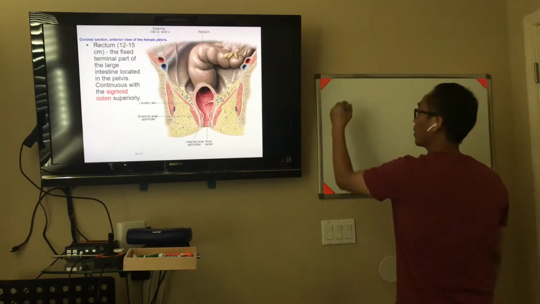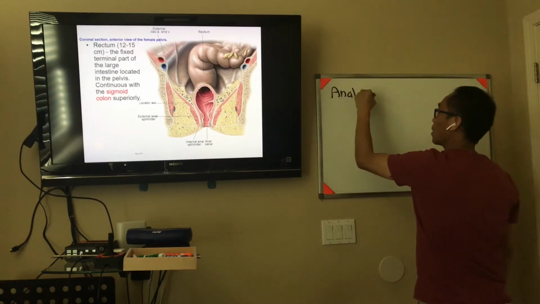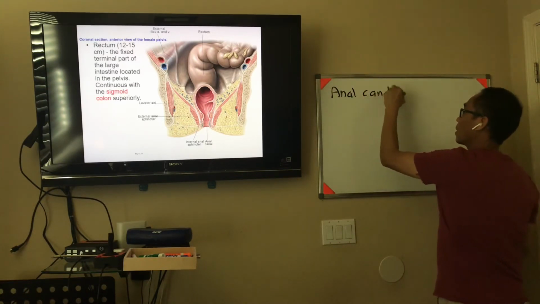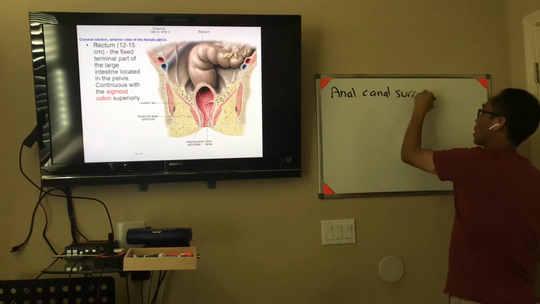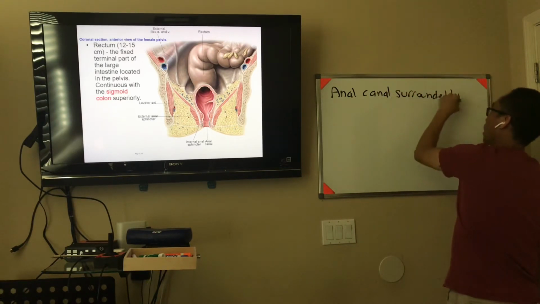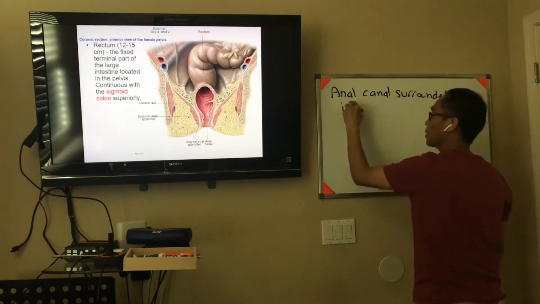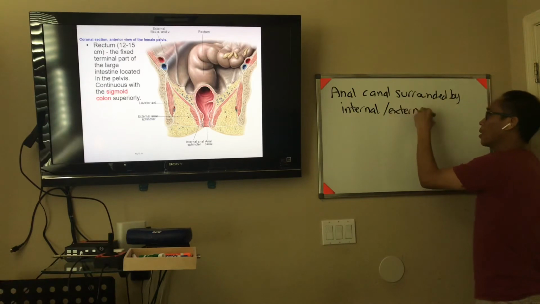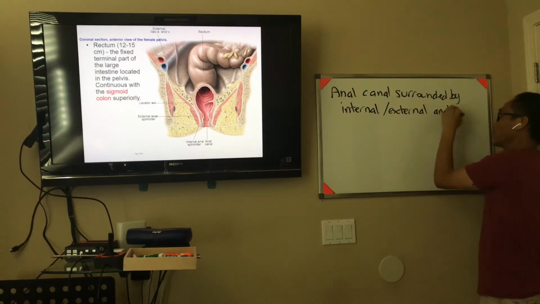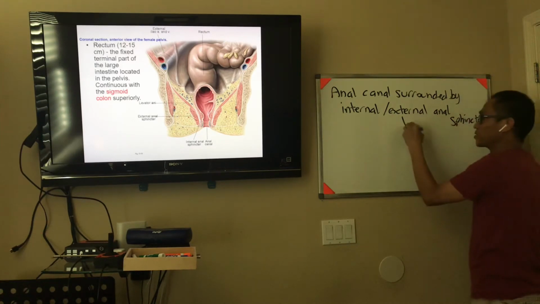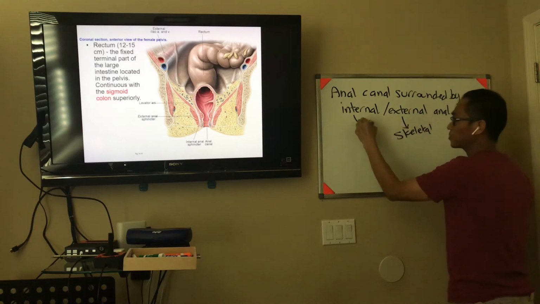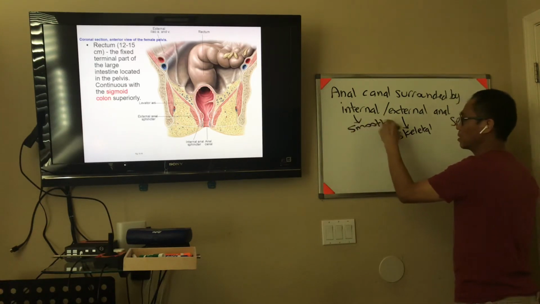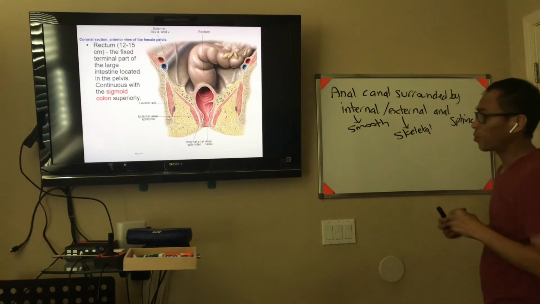Okay, so now for anal canal, it's surrounded by an internal and external anal sphincter. It's the external one that's skeletal muscle. It's the internal one that's smooth muscle. The skeletal muscle is important.